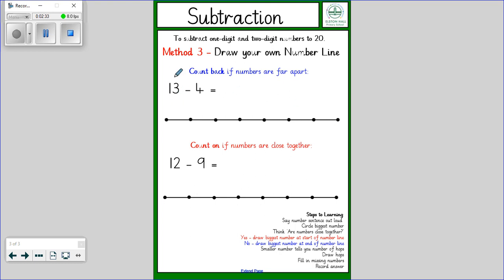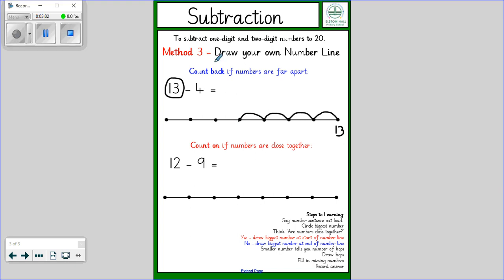So yet again, we're going to read the number sentence out loud. 13 take away 4 equals. We are then going to circle the biggest number, in this case 13, and write it at the end of our number line, like so. The smaller number will tell us how many hops backwards we are going to do to solve the subtraction. In this case, we are going to do 1, 2, 3, 4 hops.